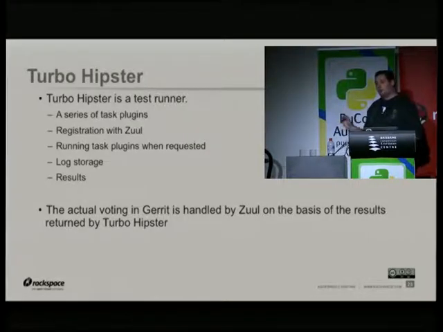Turbo Hipster actually only talks to Zuul, despite what the diagrams showed, because Zuul will collate all the results and send one comment back into Gerrit. So Zuul is what talks to Gerrit, basically.